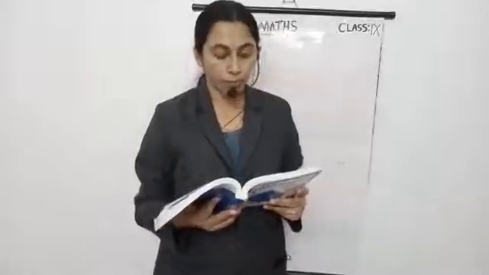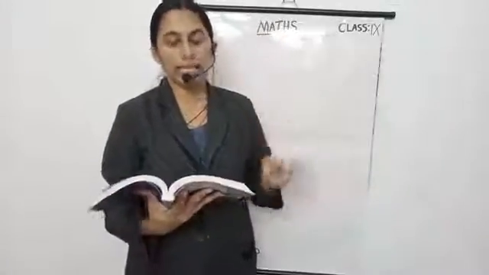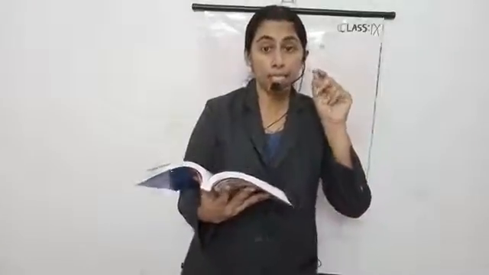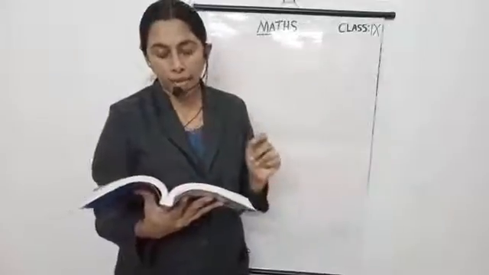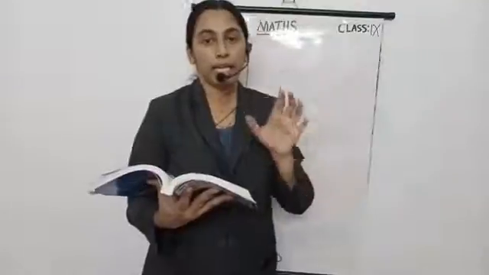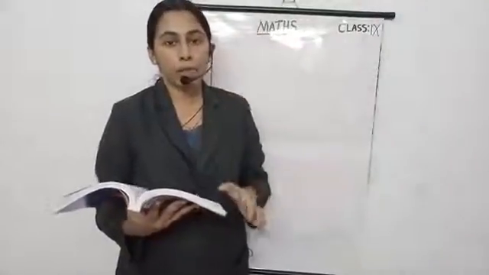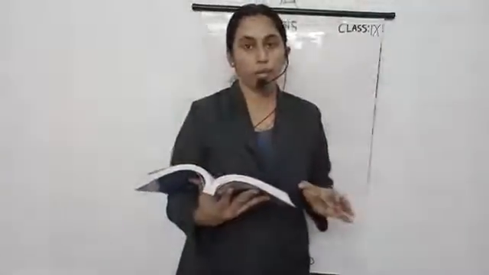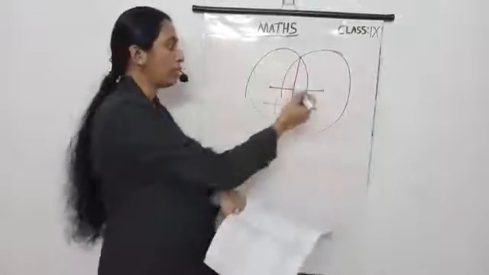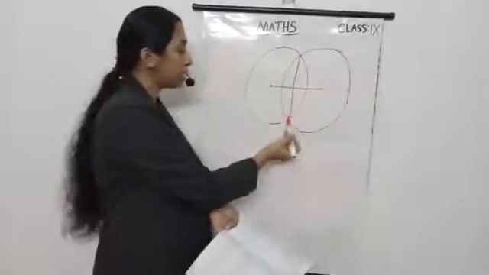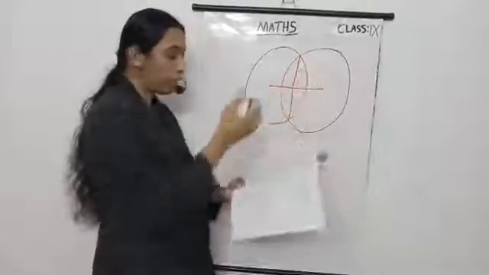of the common chord. We need to prove: if two circles intersect at 2 points, then their centers lie on the perpendicular bisector of the common chord. If two circles intersect at 2 points, it means these two circles intersect here and here, at 2 points.